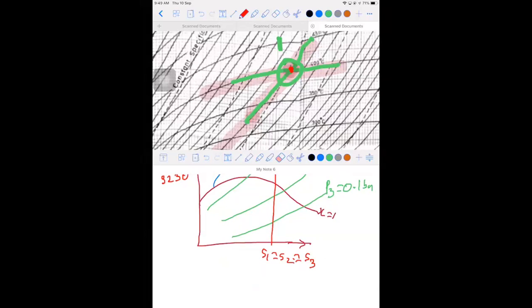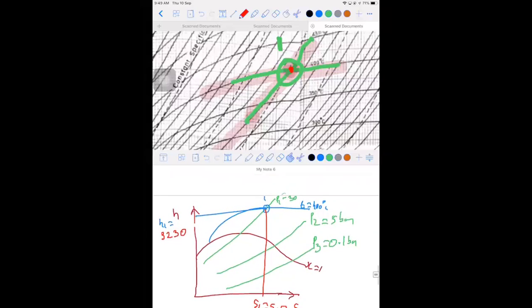Okay, that's why it is called an isentropic line. Now, what you have done, from point 1, you have drawn the isentropic line. This isentropic line and the P2 intersection point, you name it as 2. This point, you name it as 3.